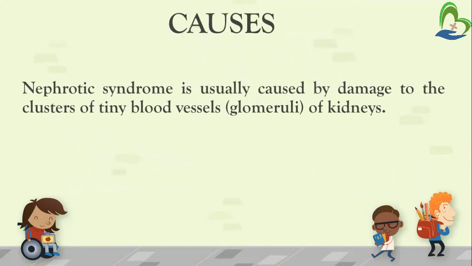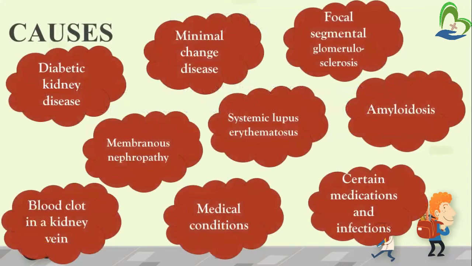Which are the causes of this nephrotic syndrome? It is usually caused by damage to the cluster of tiny blood vessels in the kidneys called glomeruli. Among the causes are minimal change disease, focal segmental glomerulosclerosis, amyloidosis, certain medications and infections, medical conditions like systemic lupus erythematosus, membranous nephropathy, a blood clot in the kidney or the vein, and diabetic kidney disease. These are all causes of nephrotic syndrome.